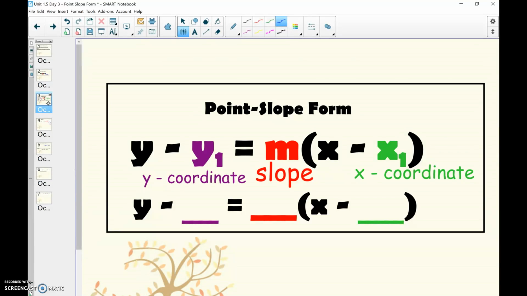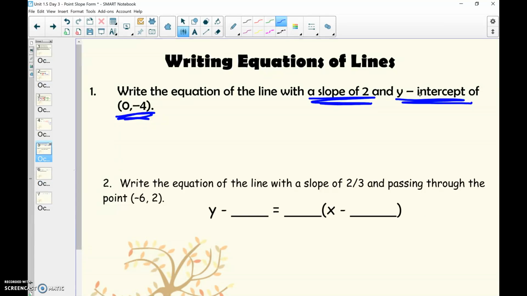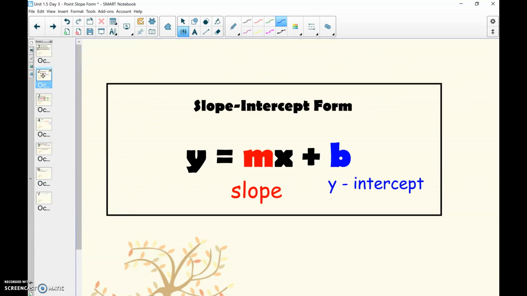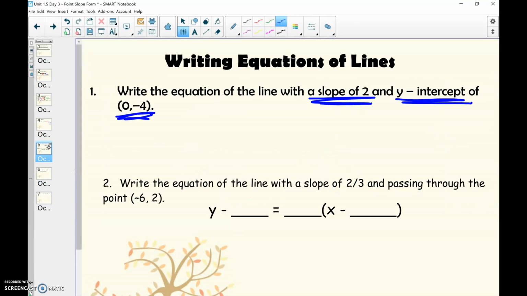Technically, I could use both of them actually. Both of them would get me the answer I want, but since I specifically have an intercept here, I'm going to use the slope-intercept form because it's much more specific. So I'm going to start off with y equals mx plus b. Remember, the only things that are going to get filled in are the m and the b.